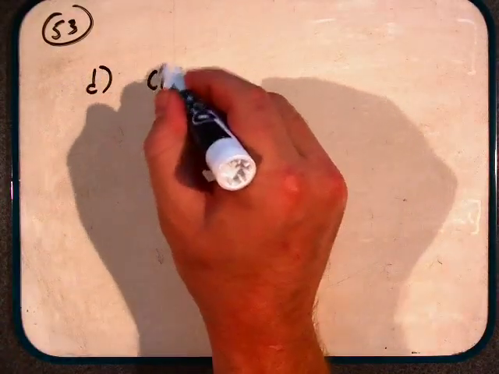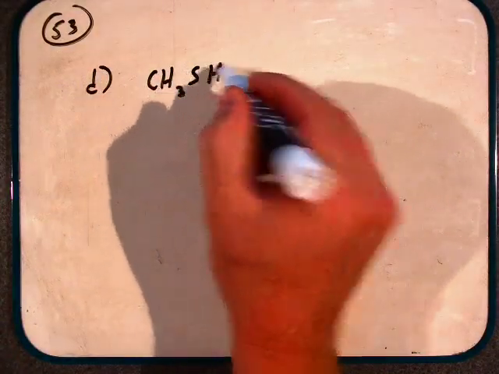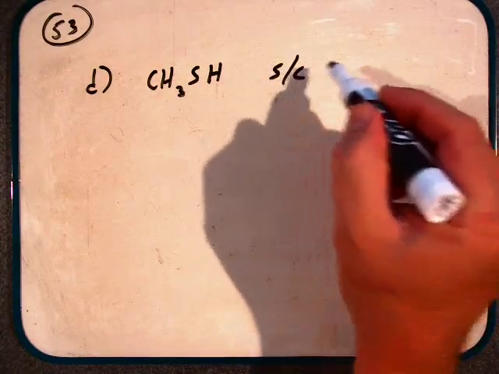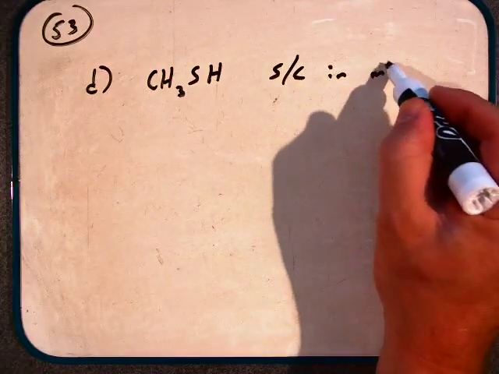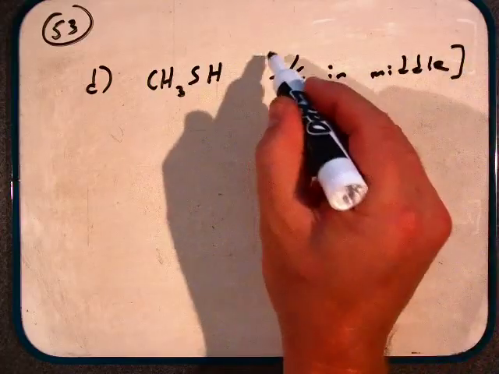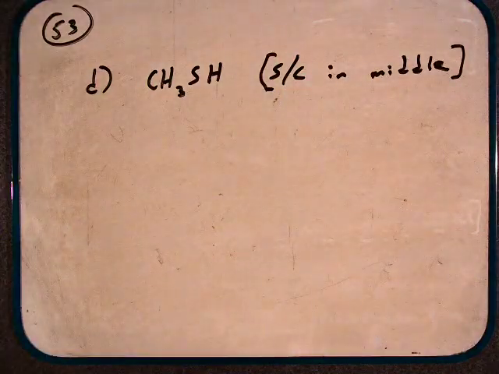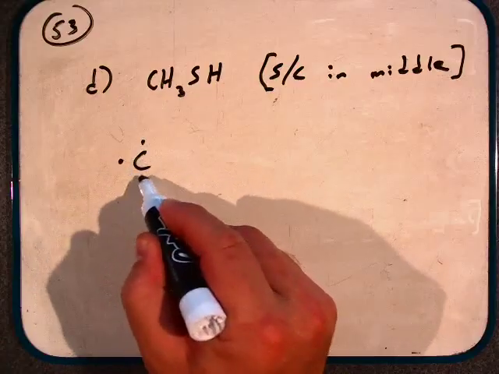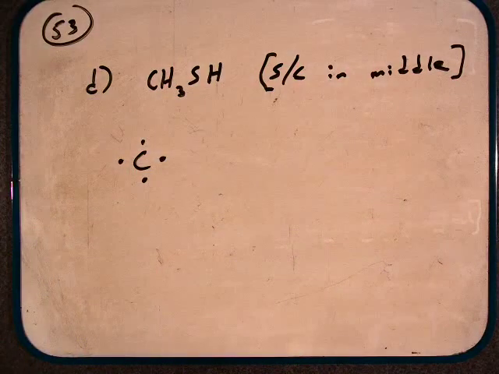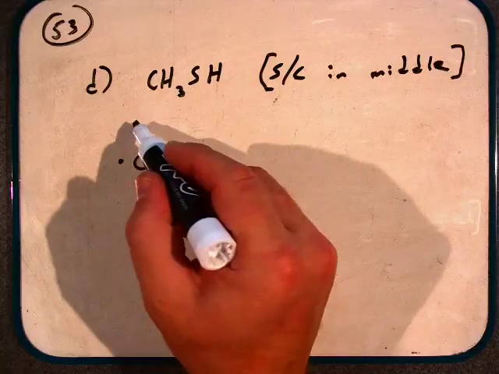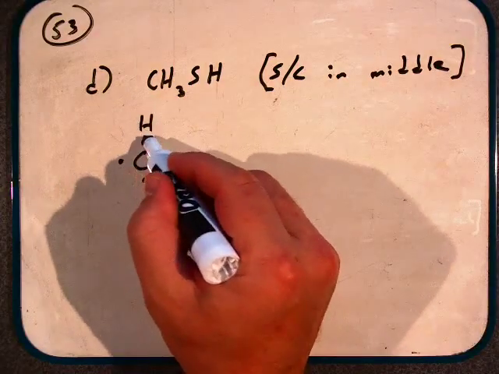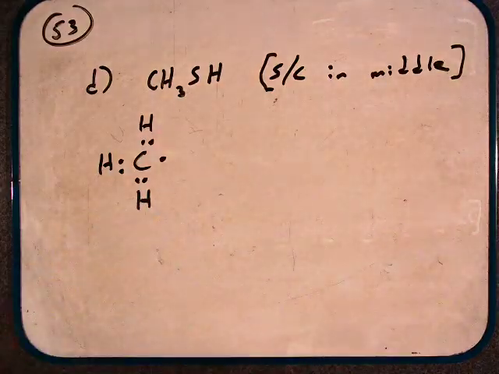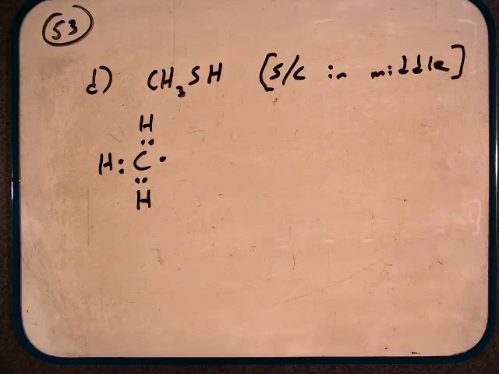Part D looks at CH3SH, and they give us a clue by saying the sulfur and the carbon are in the middle of the molecule. And so let's just begin with the carbon first. Carbon has its 4 unpaired electrons, and so a quick thing to do would be to put hydrogens at the terminus. Remember, hydrogens only ever want to have 1 bond, and so we can end up with this part of the structure.